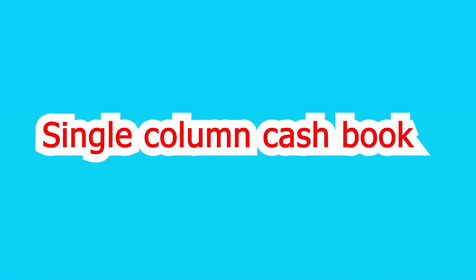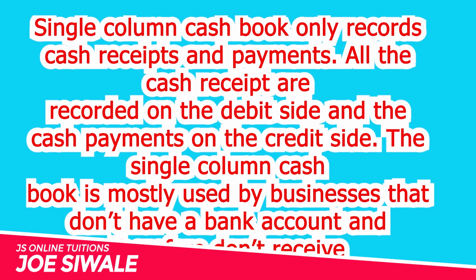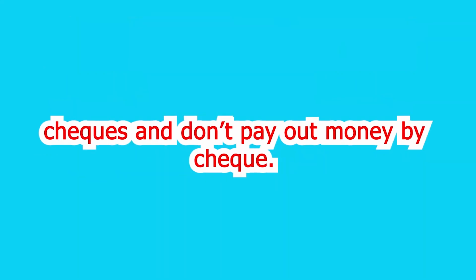Now look at the single column cash book. The single column cash book only records cash receipts and payment. All the cash receipts are recorded on the debit side and the cash payment on the credit side. The single column cash book is mostly used by businesses that don't have a bank account and therefore don't receive check and don't pay out money by check.